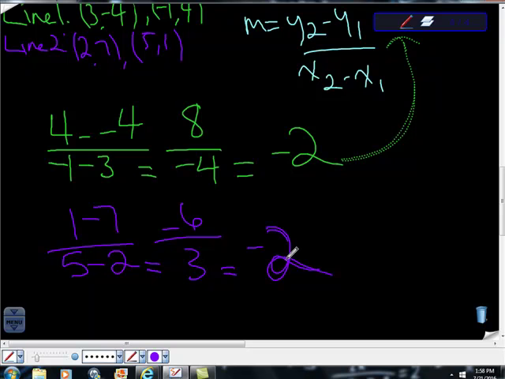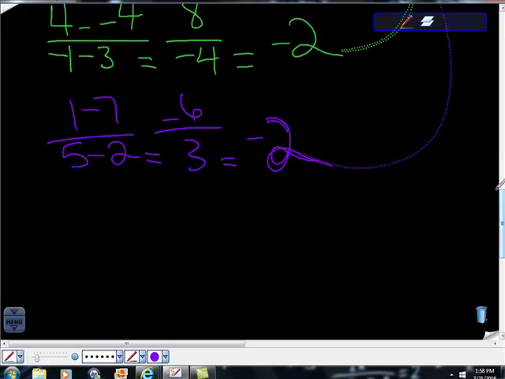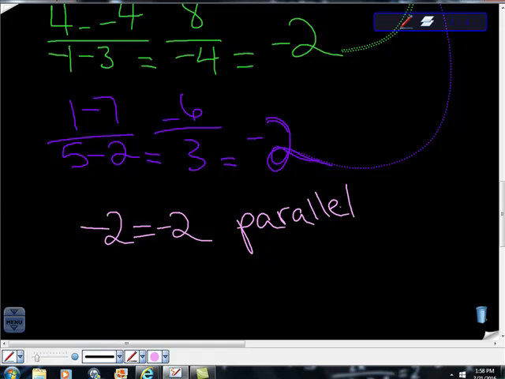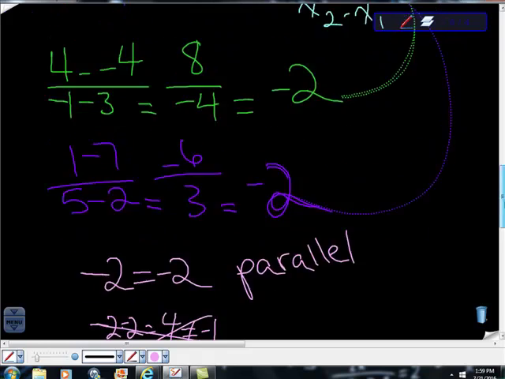Okay, we got the -2 using the formula for slope. So now we can look to see if -2 is equal to -2, and it is, so the answer is parallel. These are parallel lines because the product of -2 times -2 is going to give you a +4, which is not equal to -1, so that won't work. However, -2 is equal to -2, so it is parallel.